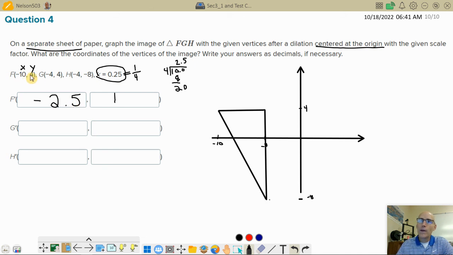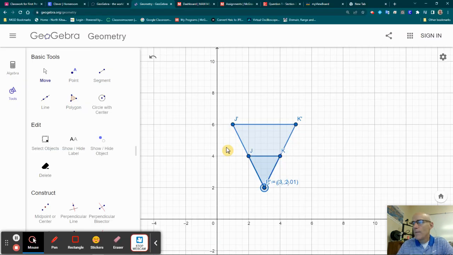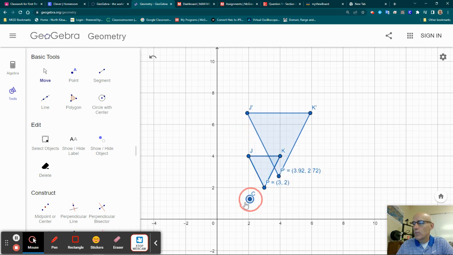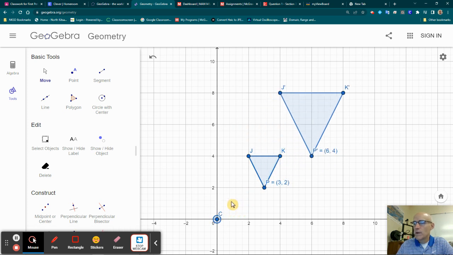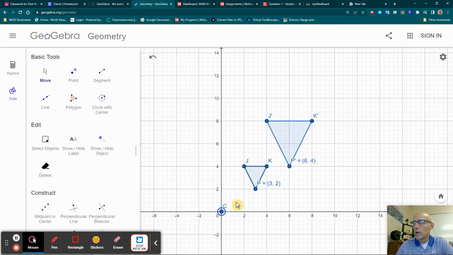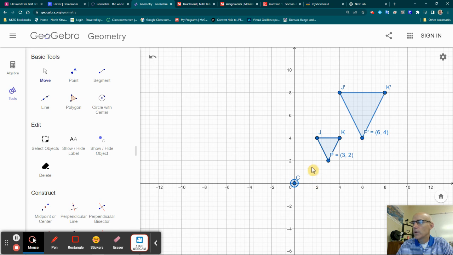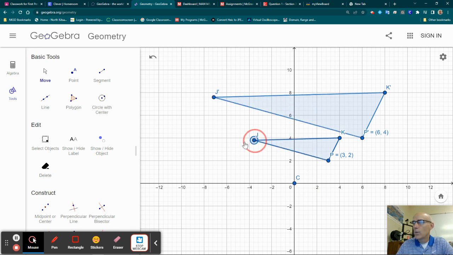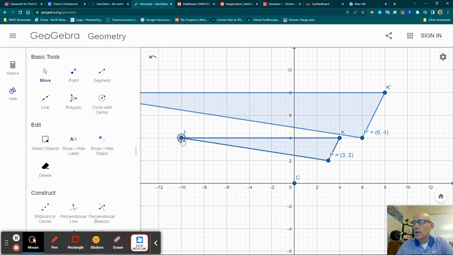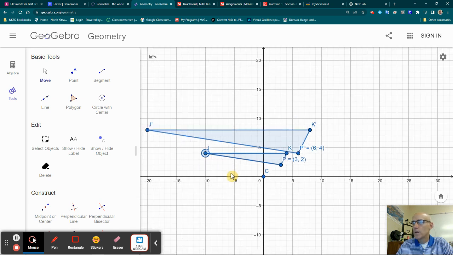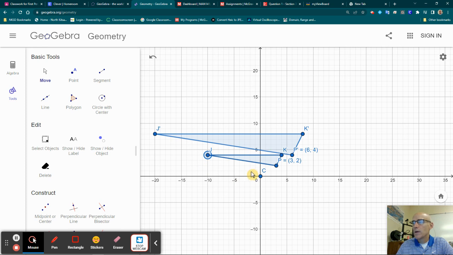Now I want to test it out. -10, 4. So if I switch over here and I move one of these, well, first of all, let's move, if it'll let me, the center of dilation to the origin. Now I'm going to move one of my original figure points to -10, 4. So let's move this guy over here to -10, 4. And let's see. Oh, wait, I got to change my scale factor, right? Right now I've got a scale factor of 2. And I want a scale factor of 1/4.